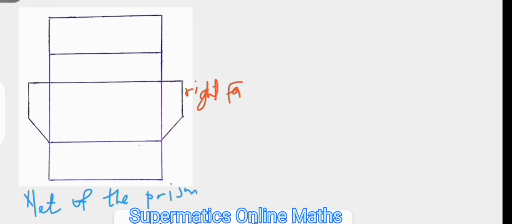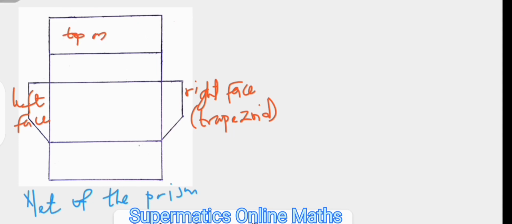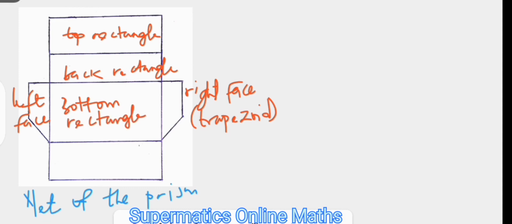The right face is a trapezoid, likewise the left face, and in fact the two of them have the same area, being the cross section. The shape at the top is the top rectangle in the net, followed by the one at the back. The third one is the bottom rectangle, while the last is the rectangle at the front of the figure. Now the top rectangle has a length of 40 centimeters and a width of 12 centimeters.